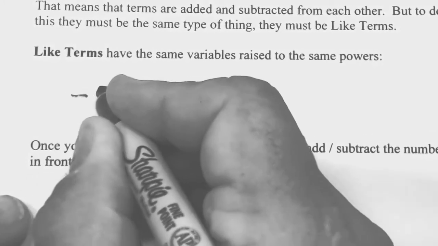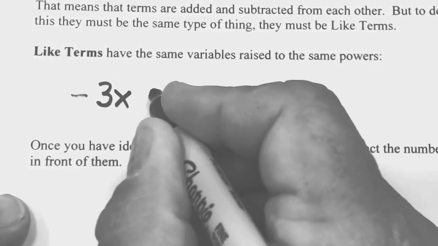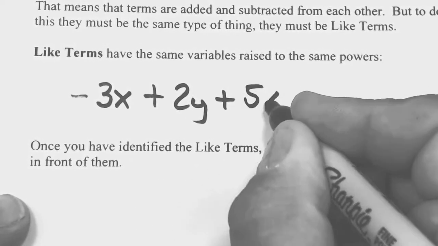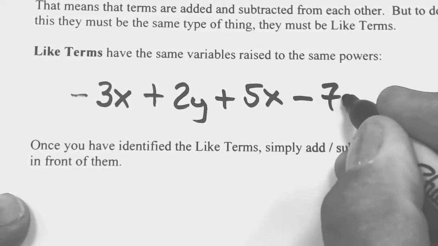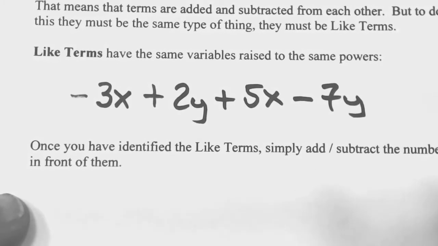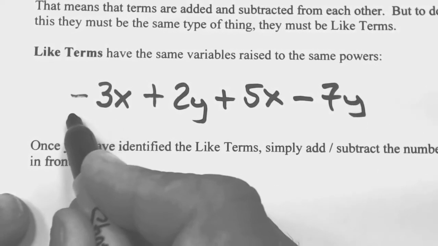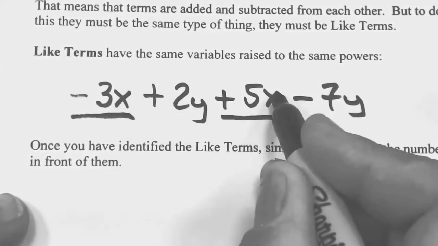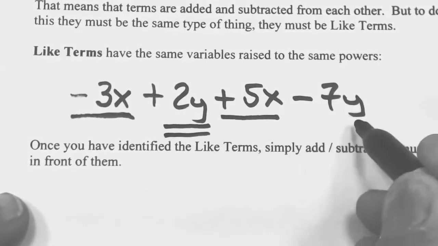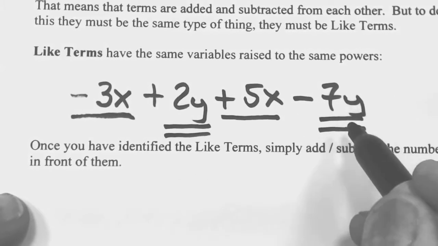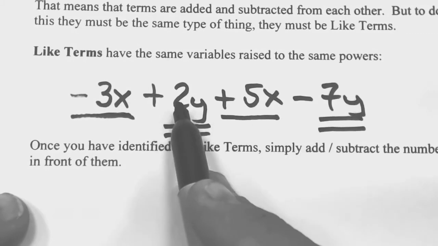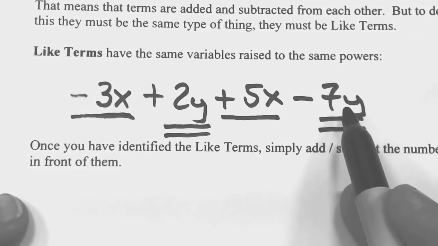I could have, again, minus 3x plus 2y, but then plus 5x and minus 7y. Well, so we've got like terms here in the x's, x to the first power in both of these, and the y's to the first power in both of these. I can combine directly the x's to each other, and I can combine directly the y's to each other.